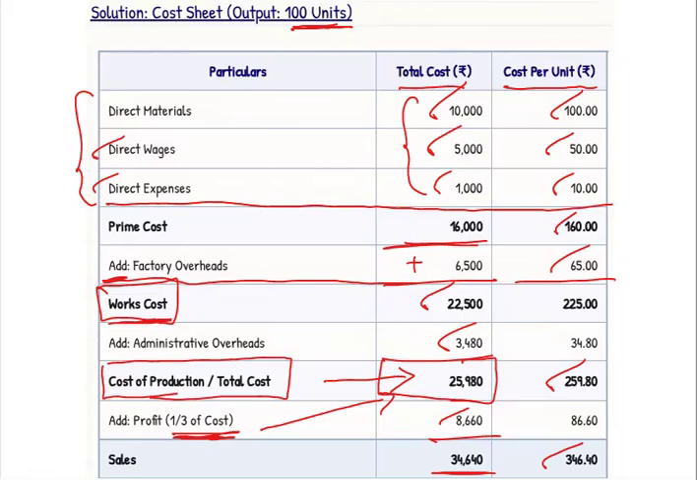Okay, so this was one small question on the cost sheet, how to prepare the cost sheet with information given in the question.